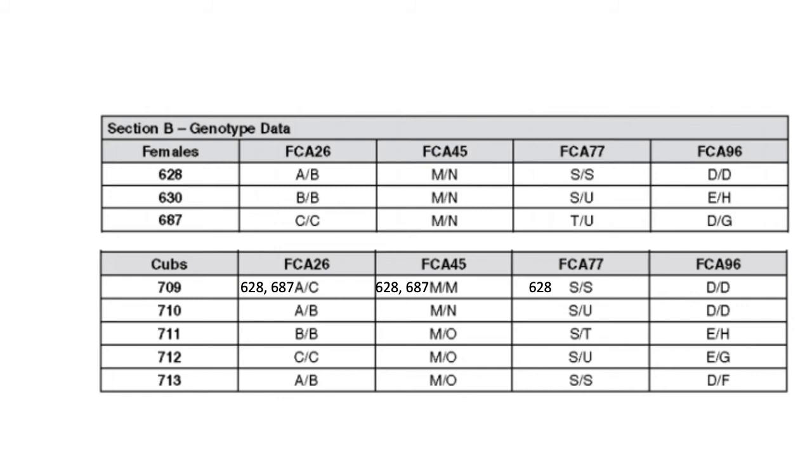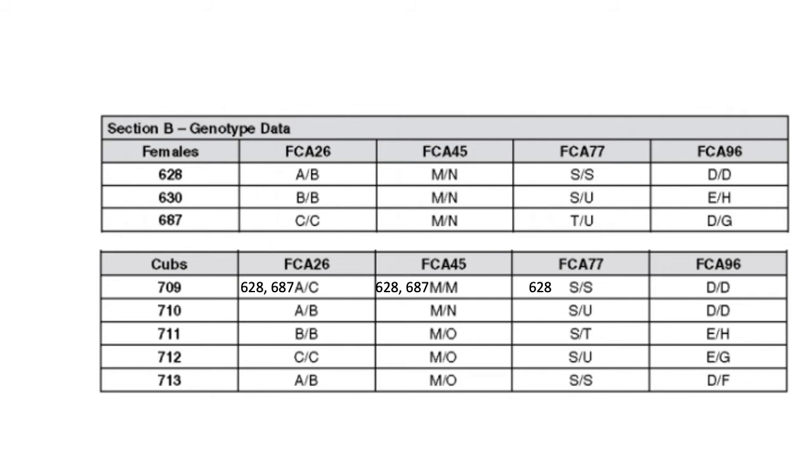So let's look at the next trait, FCA 45. So FCA 45, and this might be something like how big the teeth are. So FCA 45, we got MM. Well, all of them got M's, all the females. And so we could have got that from anyone. So that doesn't really narrow our choices any.